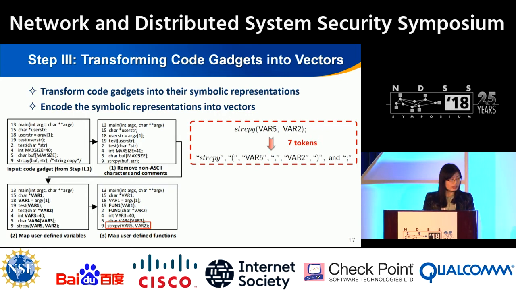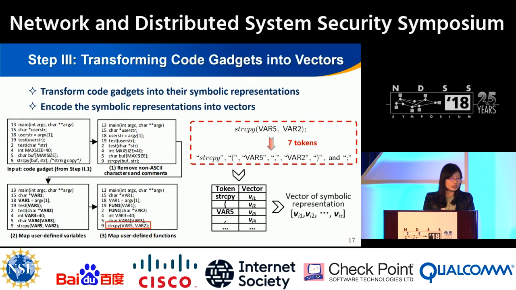First, we divide the symbolic representation of code gadgets into a sequence of tokens, and then we encode each token into a vector. And at last, we encode the symbolic representation of the code gadget into a fixed-length vector. Thus, we encode the symbolic representation into vectors.